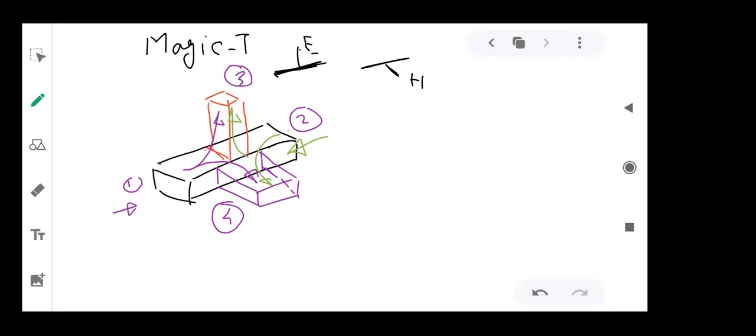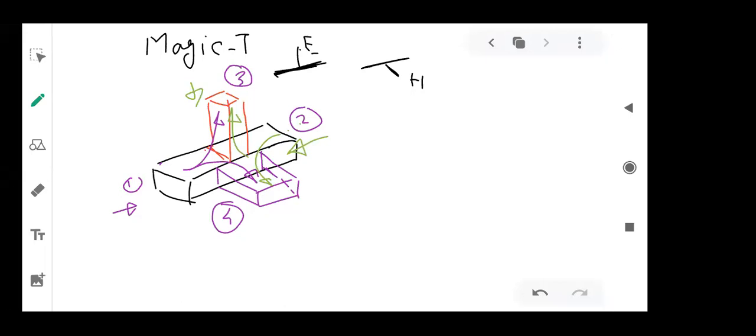Now the property of port number 3. We are considering all the ports one by one as the input port. If you apply anything at port number 3, then the output will be available at port number 1 and port number 2. No output will be available at port number 4 because of the coupling effect. And the signals available at port number 1 and 2 are going to be out of phase, as we have discussed earlier.